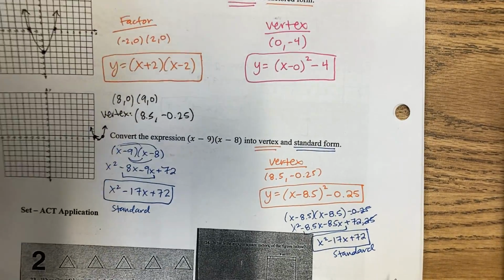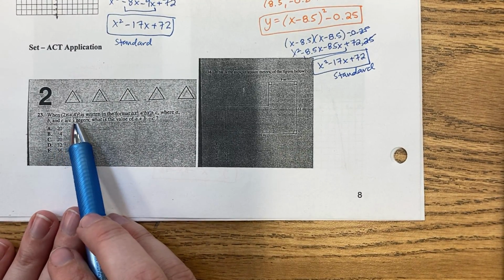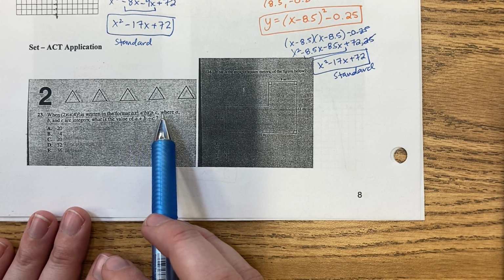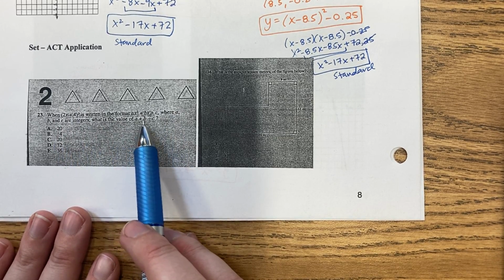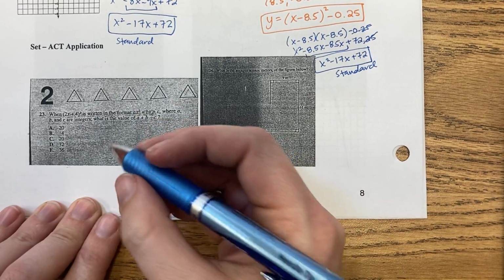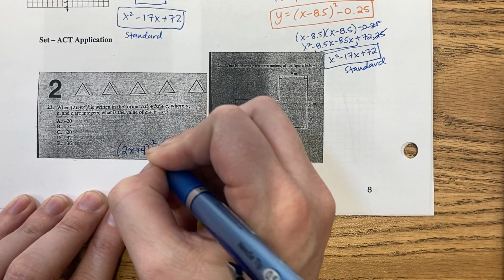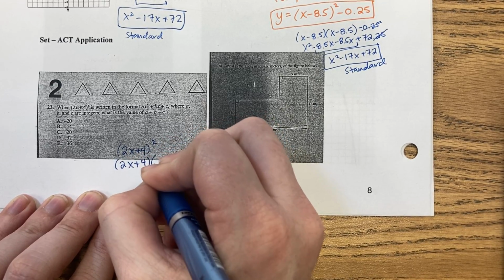Last two questions are ACT questions. When 2x plus 4 squared is written in the form ax squared plus bx plus c, where a, b, and c are integers, what is the value of a plus b minus c? So I'm taking this and I'm going to write it twice because of the squared.